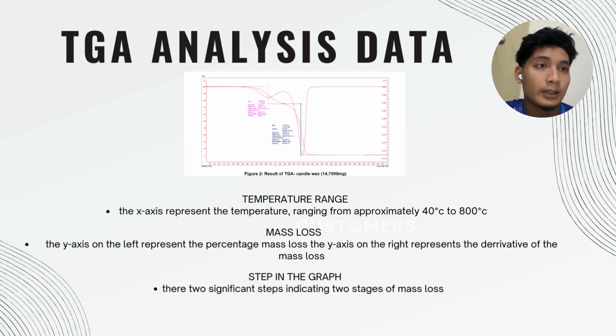Okay, for the TGA analysis data, firstly, temperature range. The x-axis represents the temperature ranging from approximately 4 degrees Celsius to 800 degrees Celsius. Next is mass loss. The y-axis on the left represents the percentage mass loss. The y-axis on the right represents the derivative of the mass loss. And the last one is steps in the graph. These two significant steps include two stages of mass loss.